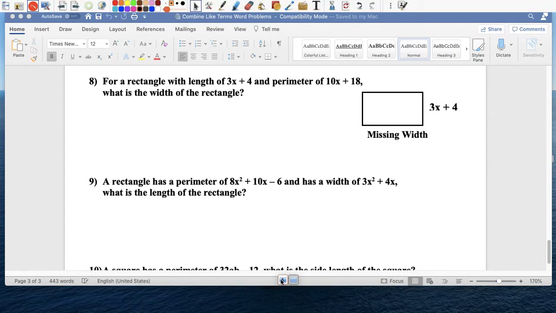Okay, so this is 8. Rectangle, perimeter, what's the width? So again, let me just fill in what I know. I know that this is also 3x plus y. Right, so to write the expression, I know that the perimeter, the whole, all sides together add up to 10x plus 18.